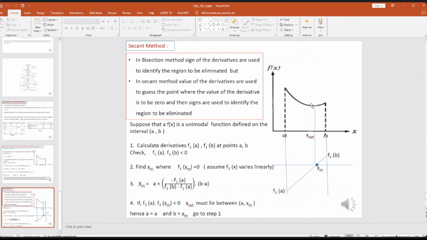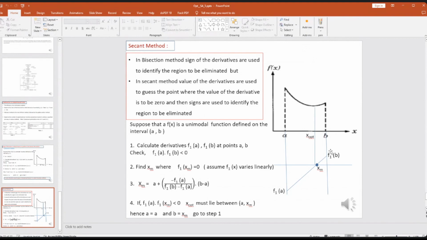Suppose f(x) is a curve. At every point we can evaluate the gradient of this curve. If we assume that the variation of the gradient is linear, we know f1a here, we know f1b, we can join them and get a line. If we say that the gradient of this function varies linearly, then this is the line along which it will vary. And if our assumption is true, where will the minima lie? Where the gradient is 0. So what is the position of xm? xm is the point where the gradient of the curve will be 0.